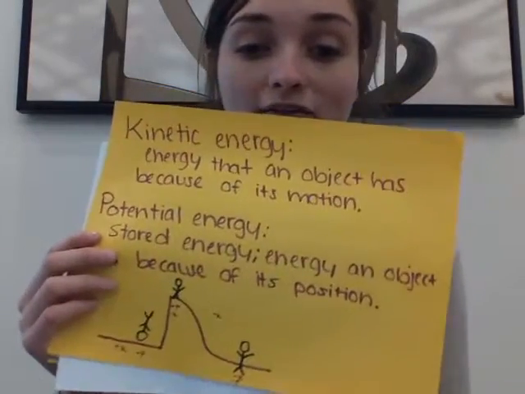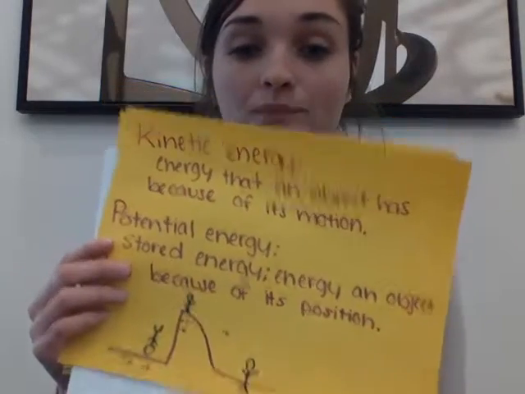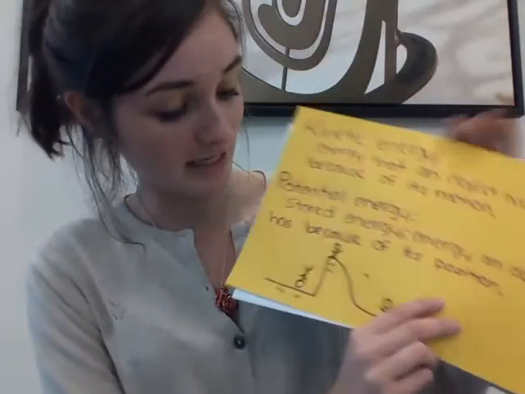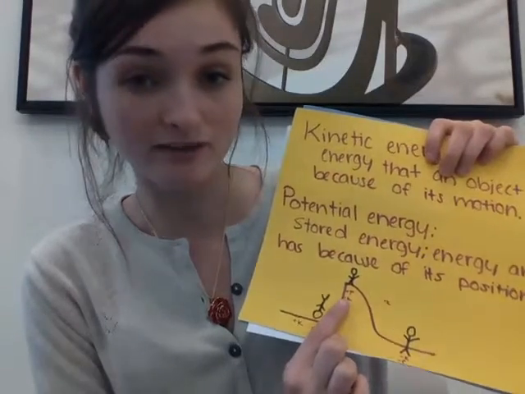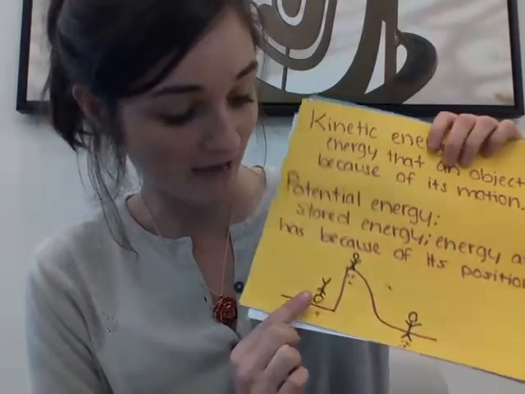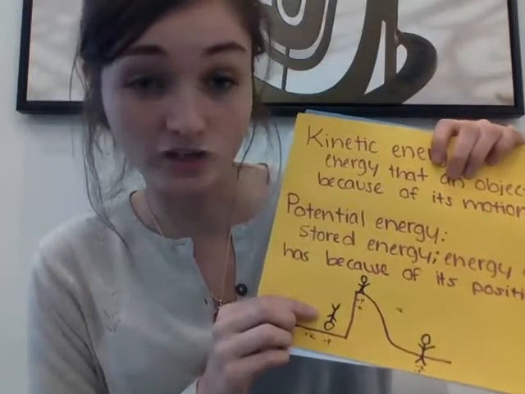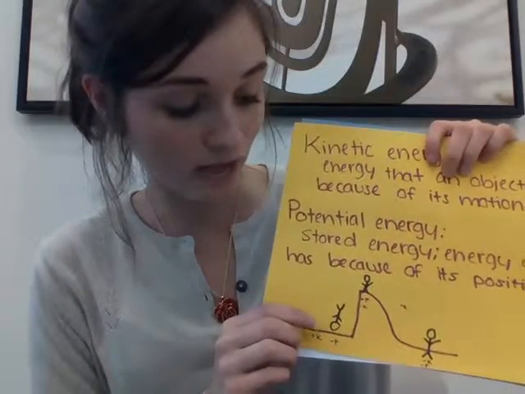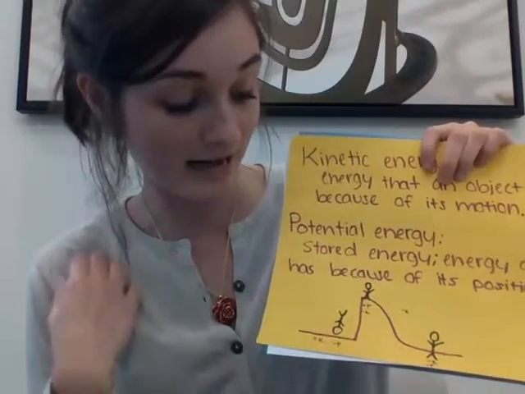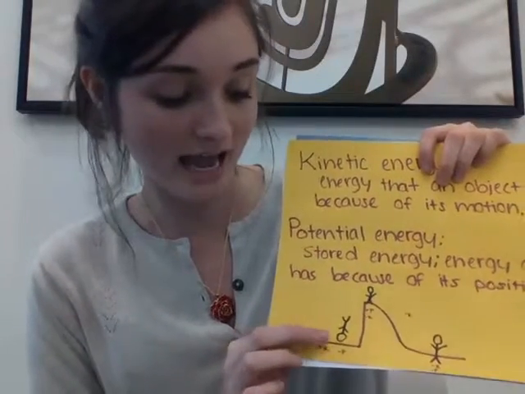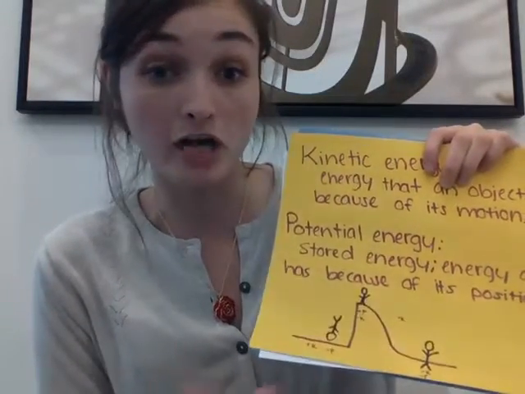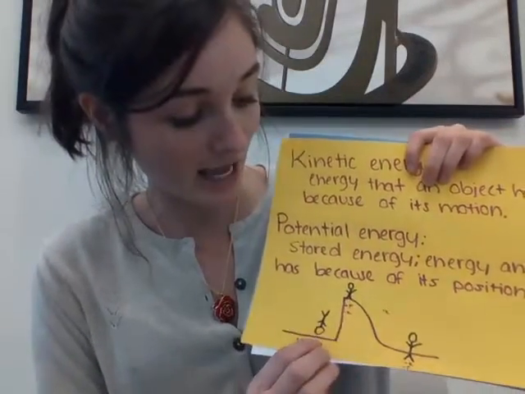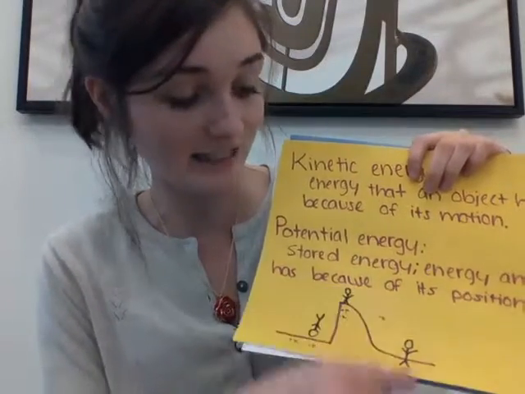So here I have a diagram of me. I am the stick person. What I'm doing is, I have fallen from the top of this hill. So I have a lot of kinetic energy while I'm falling, and a lot of kinetic energy right before I hit the ground. I have no potential energy right before I hit the ground because I can't go anywhere. I'm on the ground. At the top of the hill, I have a lot of potential energy because I can leap off of the hill.